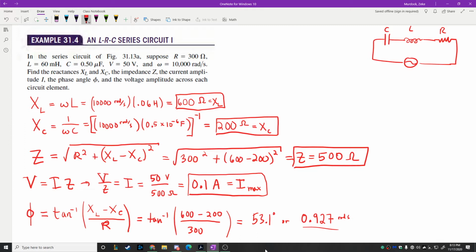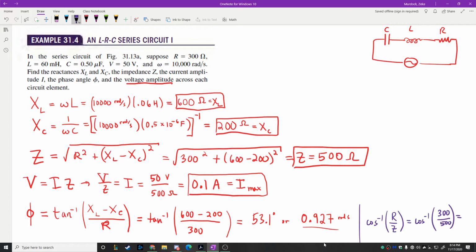And there we go. Finally, we want to find the voltage amplitude across each element. Let's use the white space that's left up here to do that, and write in a different color. The other method for finding the phase angle would be to take the inverse cosine of R over Z. So that would be the arc cosine of 300 over 500. And you get the same answer for sure. You can check, though.